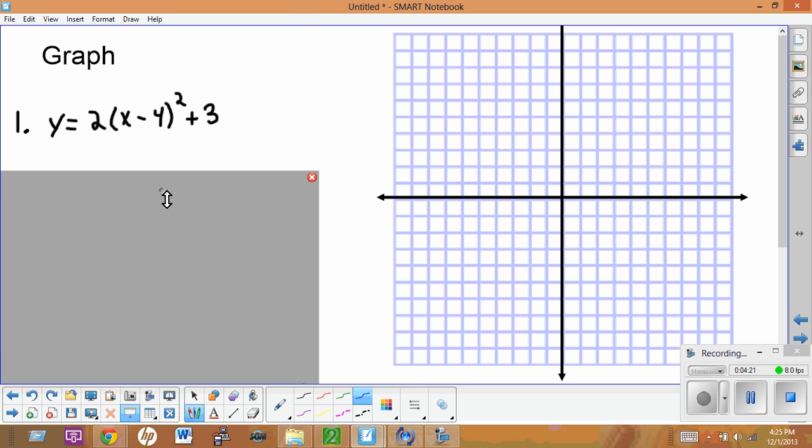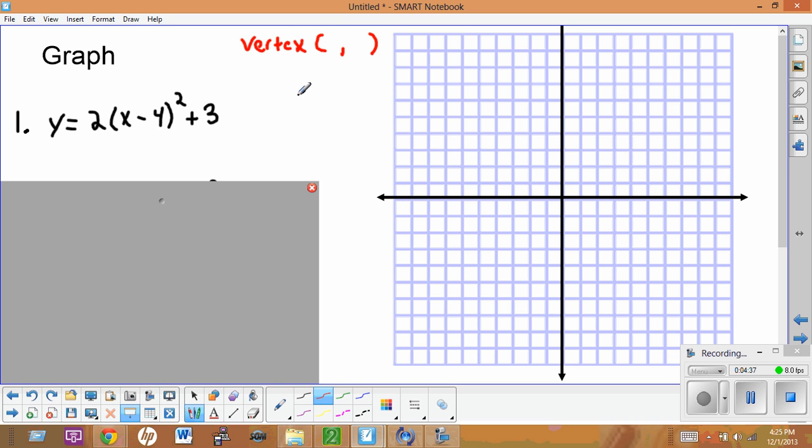Okay, so the first one we're going to graph is y is equal to 2 times (x minus 4) squared plus 3. And the first thing we need to do is identify our vertex. What is our vertex in this one? So we simply need an h and a k. We have an a. We have the minus sign, so this is our h. I'm going to go ahead and box them up. And this is our k, which is a positive 3, follows the plus sign. So we can say our vertex is at (4, 3).